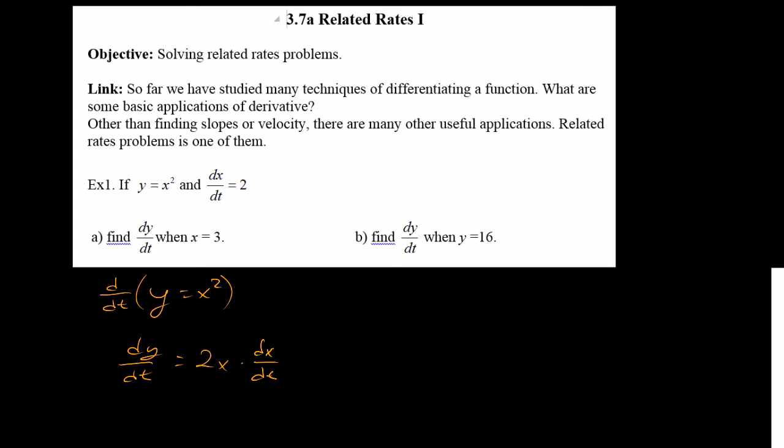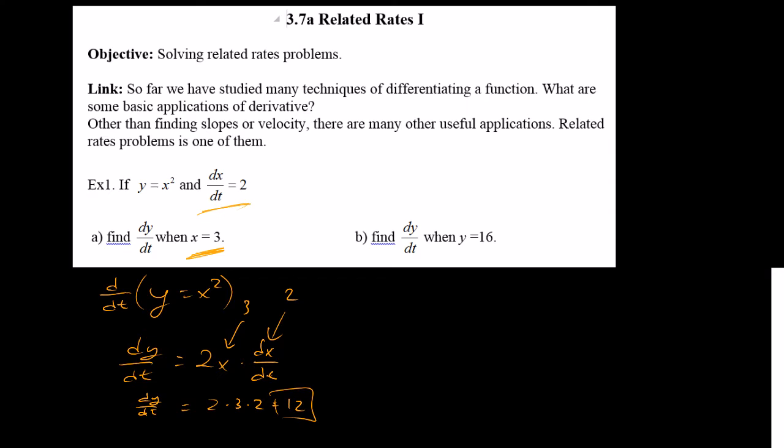And what do we know? We know dx dt is 2, so this is just simply 2. And we know our x is 3, so this is simply 3. So we have 2 times 3 times 2, which is equal to 12. So in conclusion, our dy dt is just equal to 12.